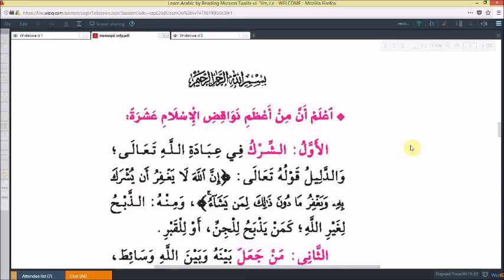Right? وَالدَّلِيلُ قَوْلُهُ تَعَالَى, and the evidence is his statement, the Most High. Qawl is statement, from qala yaqulu. And the plural of qawl is aqwal. Right? Qawl is statement. Aqwal is statements. You might say qawl Imam Malik or aqwal as-salaf, like this. Qawluhu ta'ala: Inna Allaha la yaghfiru an yushraka bih wa yaghfiru ma duna dhalika liman yasha.